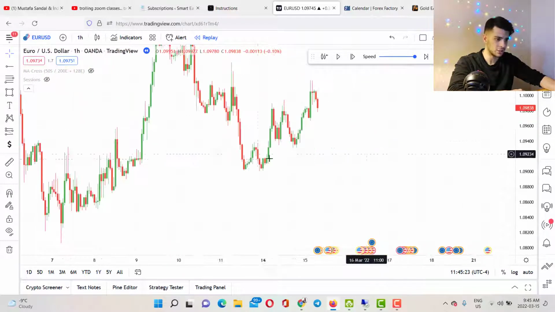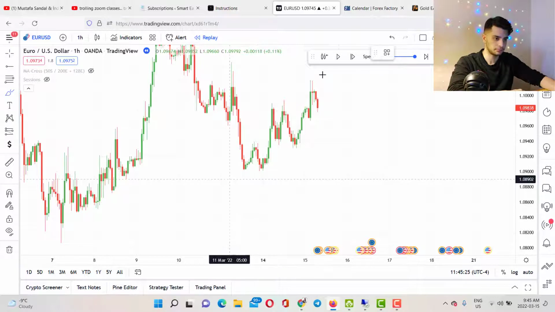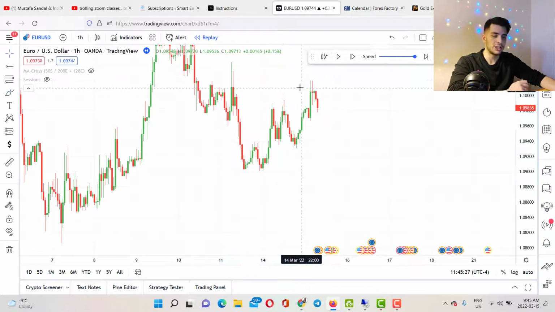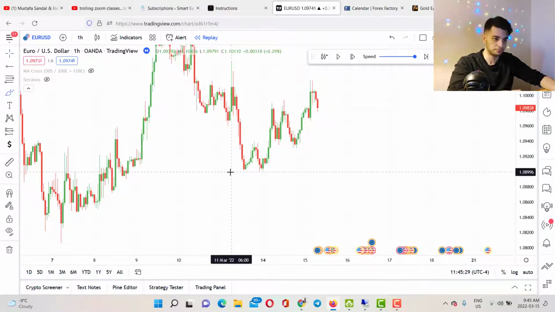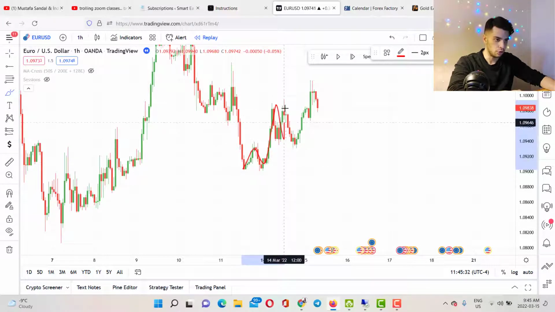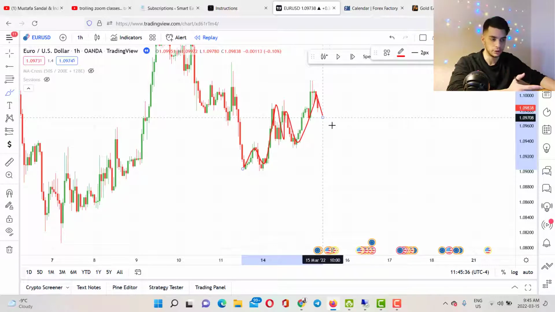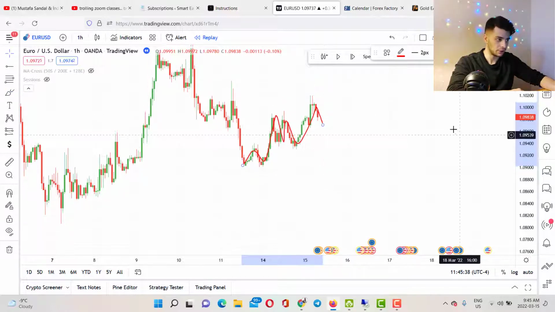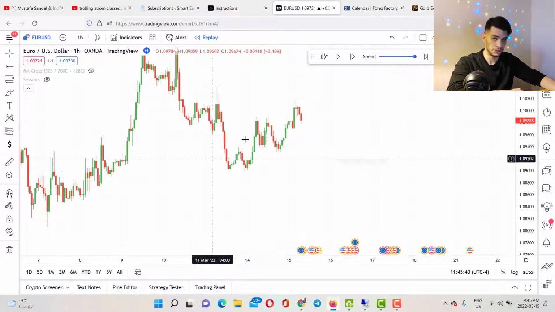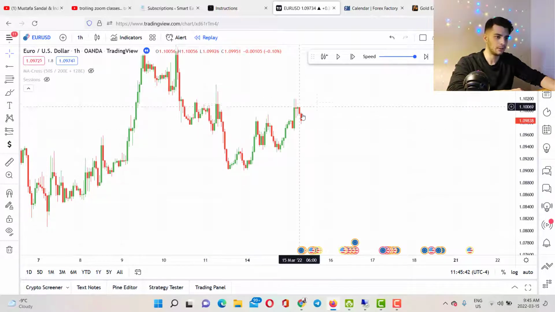But if you pay attention to this area, you'll see that the market is trying to change its direction because of this. So all the lower lows and lower highs are kind of turning into higher highs and higher lows. It means that the direction of the market is going towards upside. See, up and down, up and down, up and down.